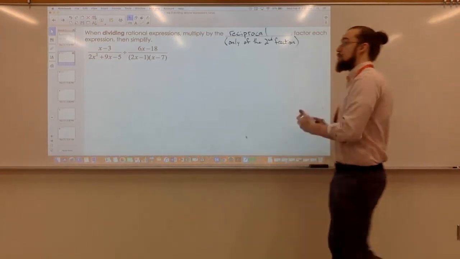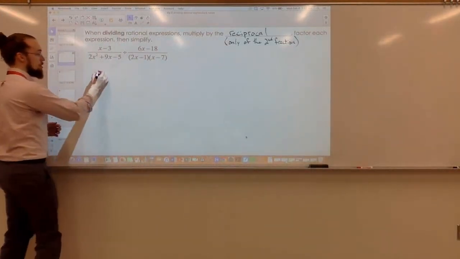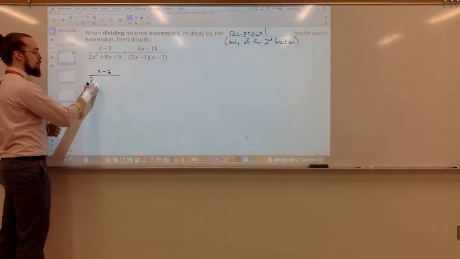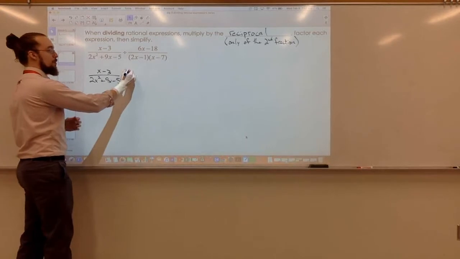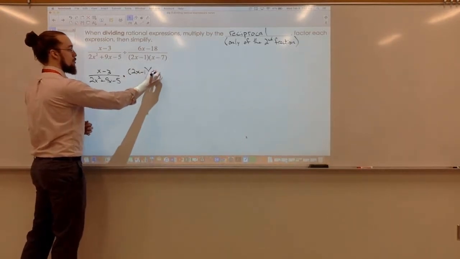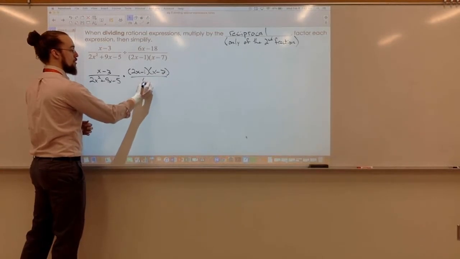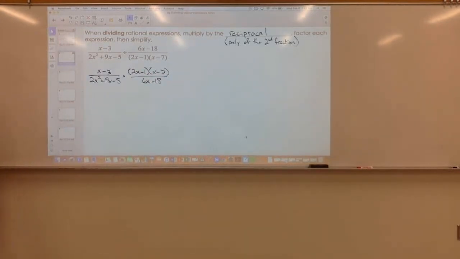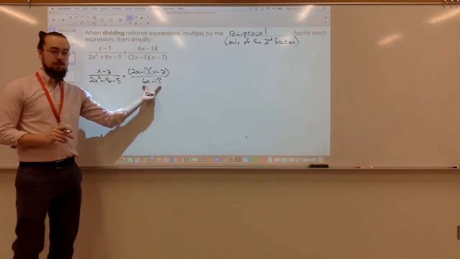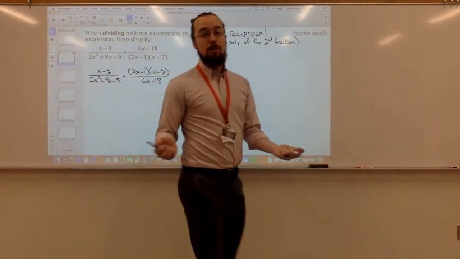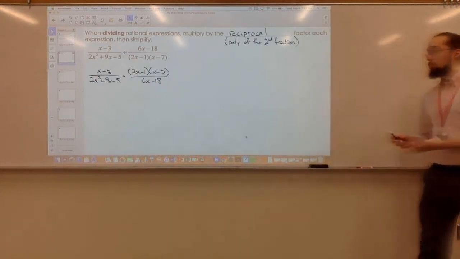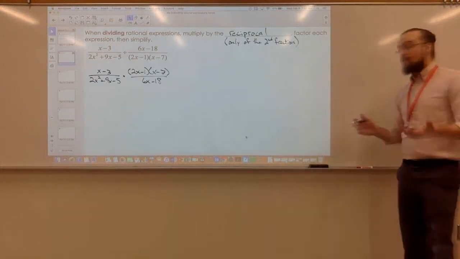So the first step, I'm just going to rewrite this as x minus 3 over 2x squared plus 9x minus 5 times the reciprocal. So times 2x minus 1 times x minus 7 over 6x minus 18. The first step, when we're dividing, should always be to just rewrite it as a multiplication problem and flip the second fraction. Now, this becomes a problem just like what we've been doing. Now, I just want to factor everything I possibly can and cancel out factors.